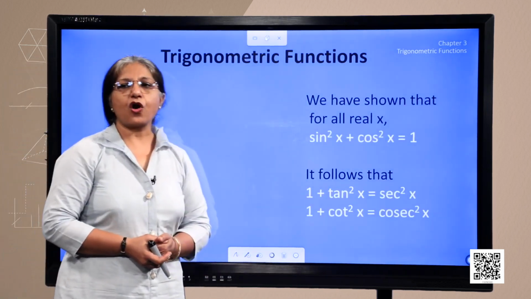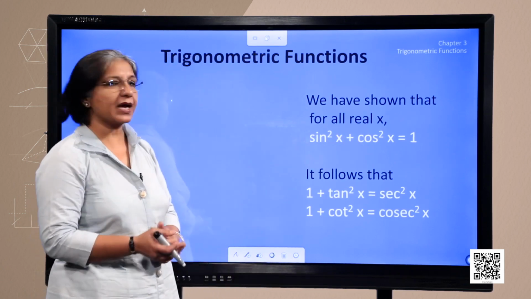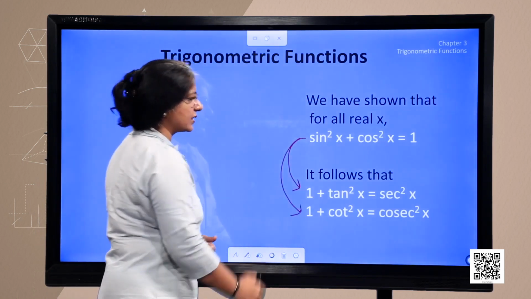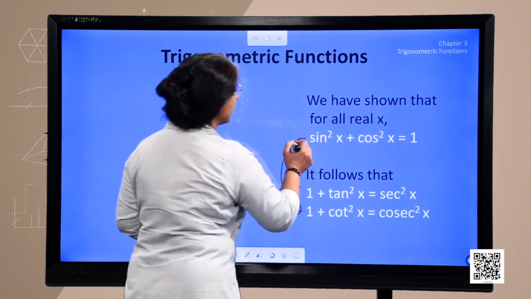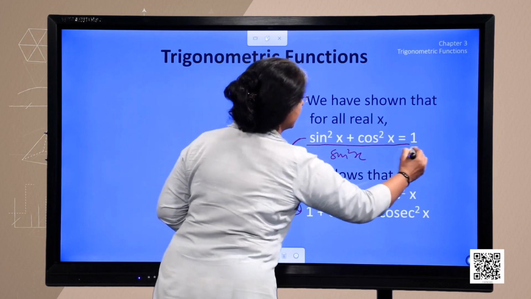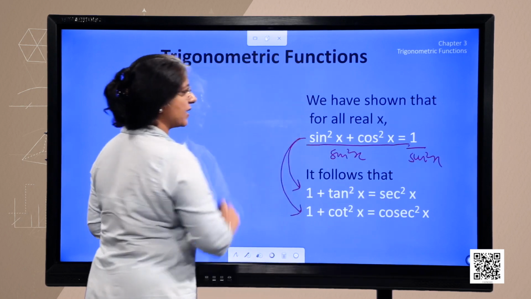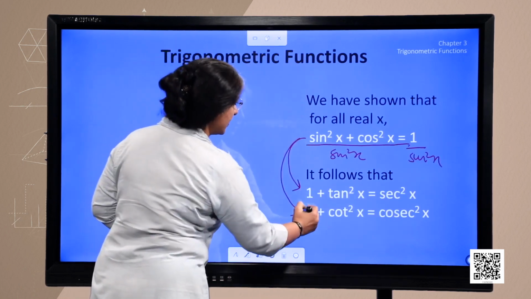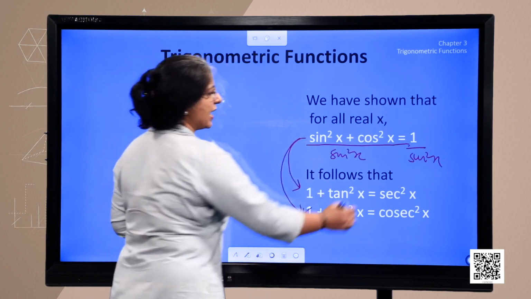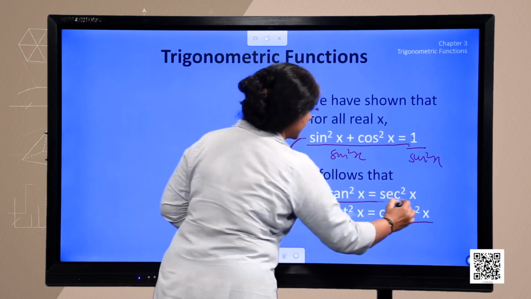Now, we have shown for all real x, sin square x plus cos square x is equal to 1 in our previous slide. From this, we can easily find out these formulas. How? If we divide this relation by sin square x both sides, then sin square x upon sin square x will give us 1, and cos square x upon sin square x will give us cot square x, and 1 upon sin square x will give us cosec square x. This way we will find this relation.